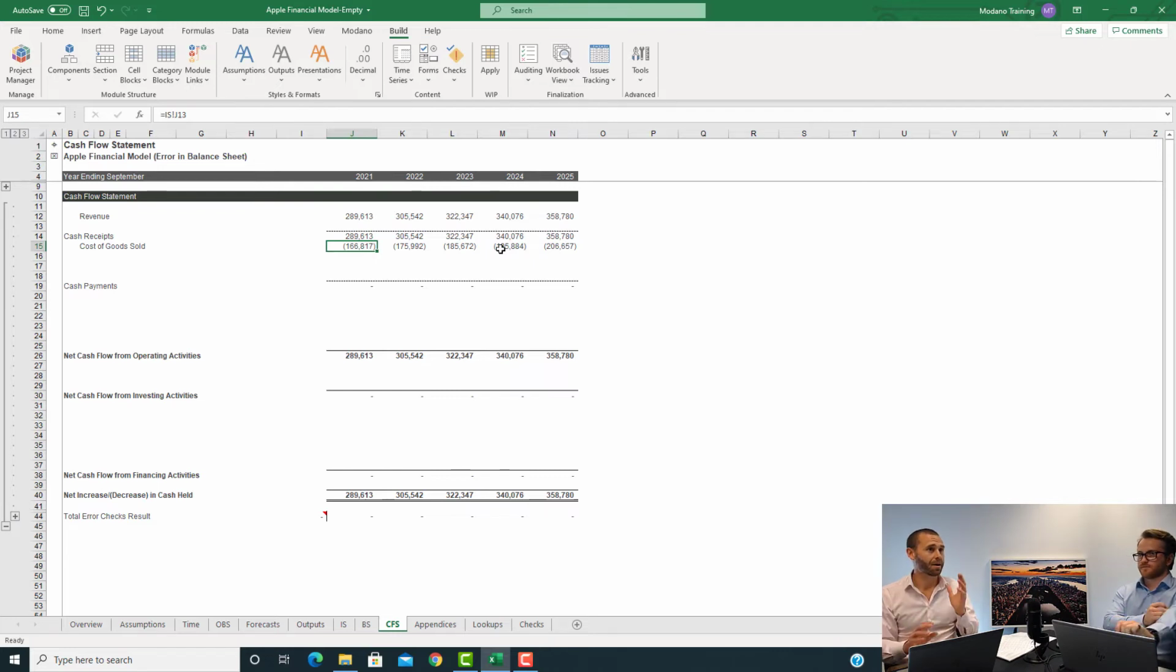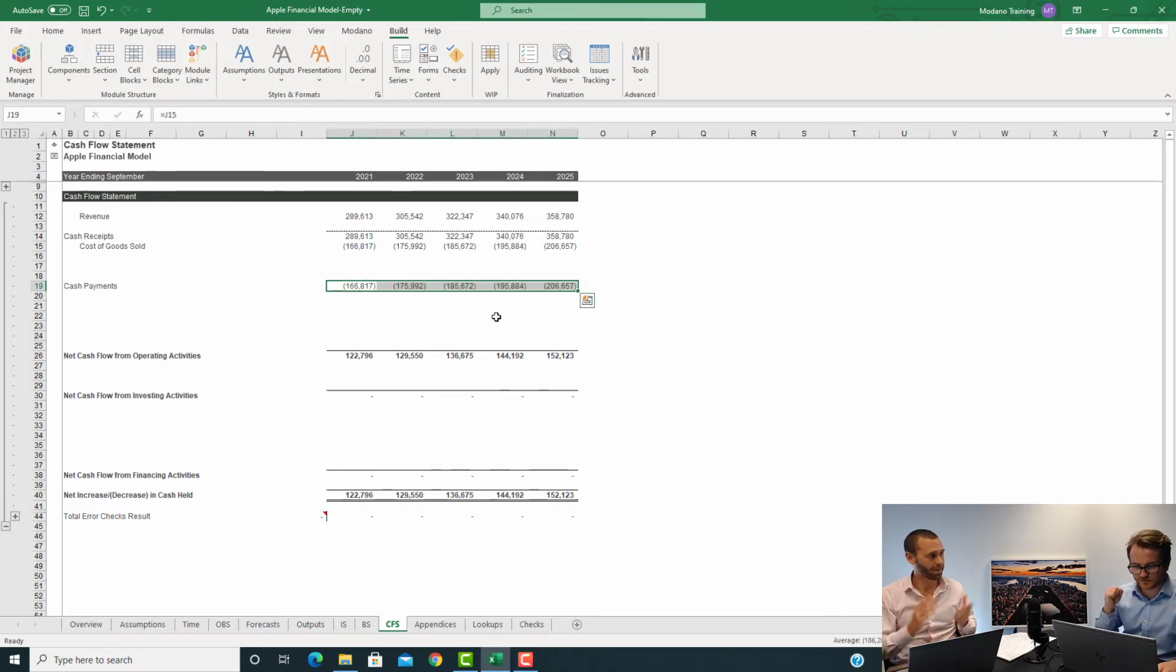Okay, so now we just need to include that cash payment in the cash payments on the cash flow statement. So go down to the cash payments row in row 19 and just equate cash payments to COGS, because that's the only cash payments we have now. And if you copy that across, our balance sheet balances again.